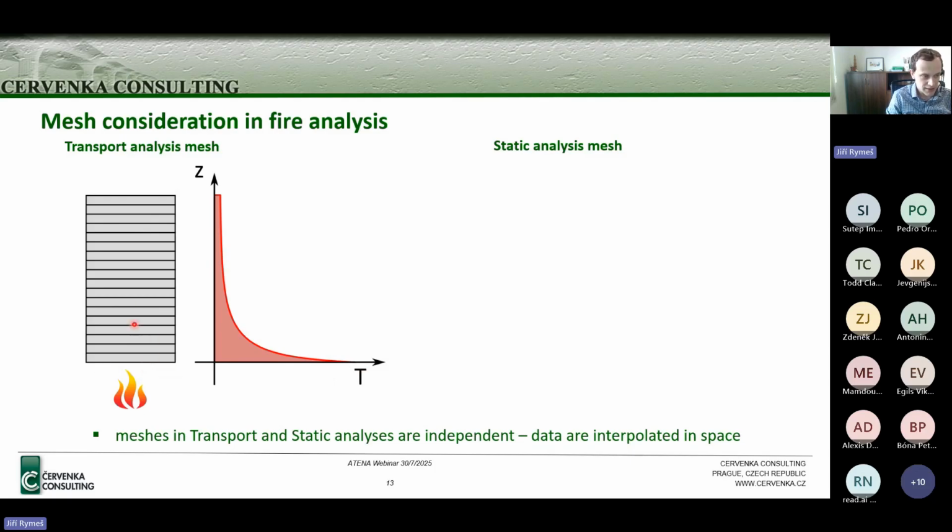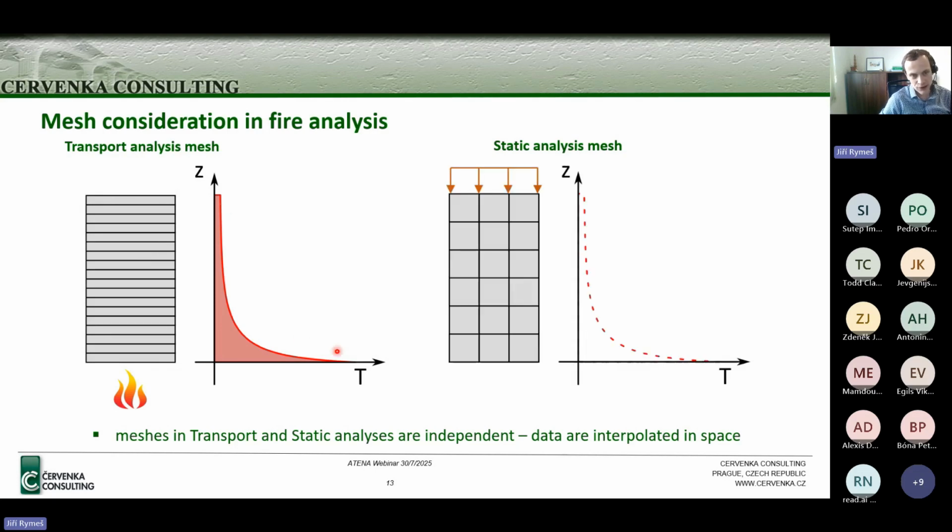However, at this distance, the concrete doesn't know about any fire. The conductivity is not so high, so it needs some time to get a uniform distribution of the temperature. So if I then go to static analysis, I obviously cannot use this kind of mesh because the aspect ratio is wrong.